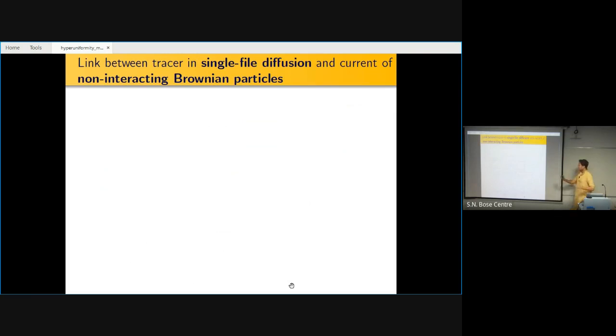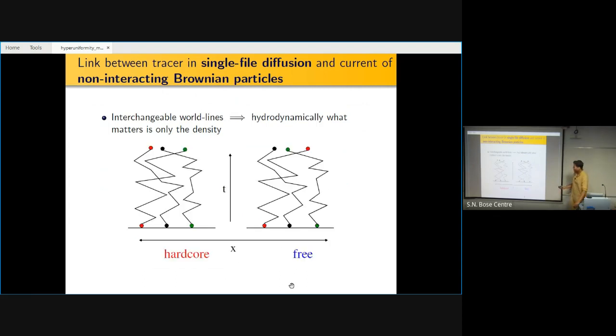Now, just to give you the link between this interacting single file motion and this current of non-interacting Brownian particles. The link is, in technical terms, called interchangeable world lines. What really matters at the hydrodynamic scale are the number of particles, or the density, not the individual particles. For example, this is not the best picture, but just stay with me. Say I have 3 different particles, red, black, and green. In this case, the particles are hardcore, so when these 2 particles come, they reflect off each other and maintain their initial order. In this case, the 3 particles are going through each other.